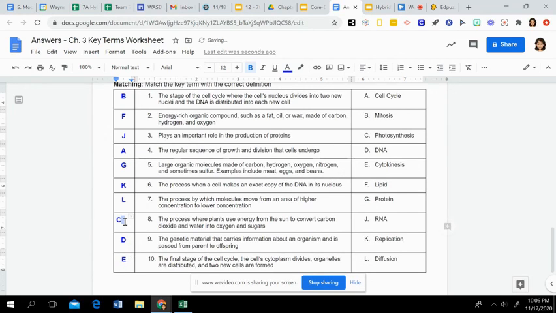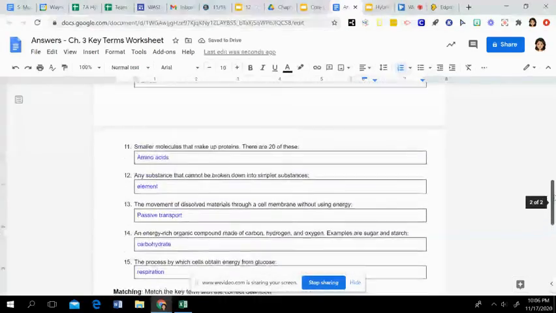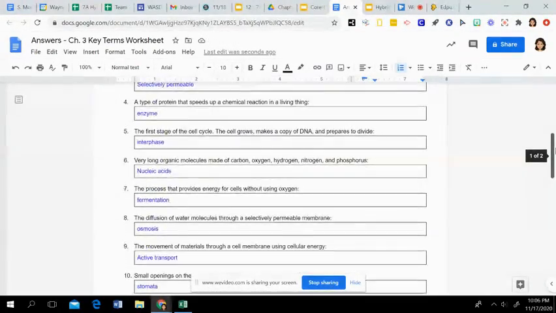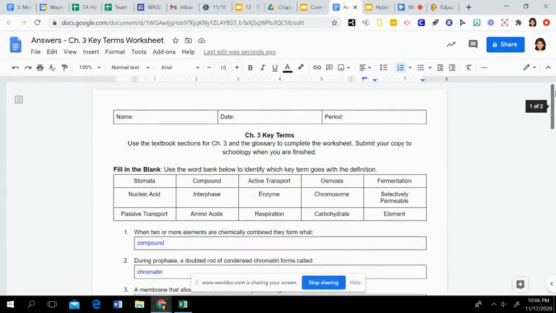So once you have this document all set up and filled out, please double check and reference these answers again. And then make sure you have your key terms submitted and you will be good to go.